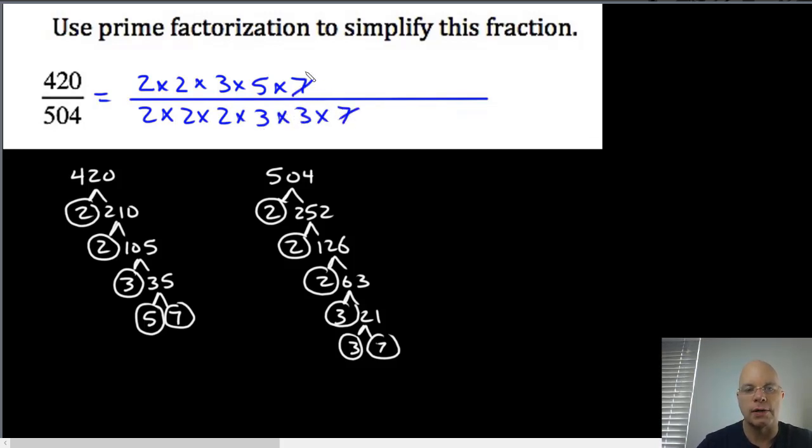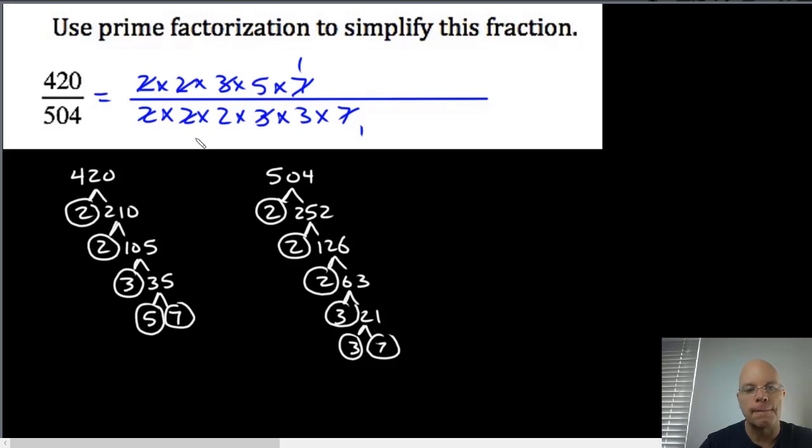7 sevenths is 1 whole. I don't have to show those ones, but it's kind of nice to show them in case you end up canceling out all of the factors in the numerator. Remind you still have 1 up here. 2 halves is 1 whole. 2 halves is 1 whole.